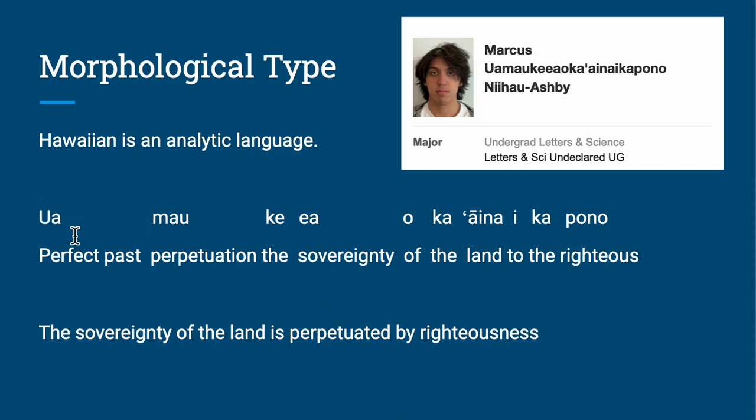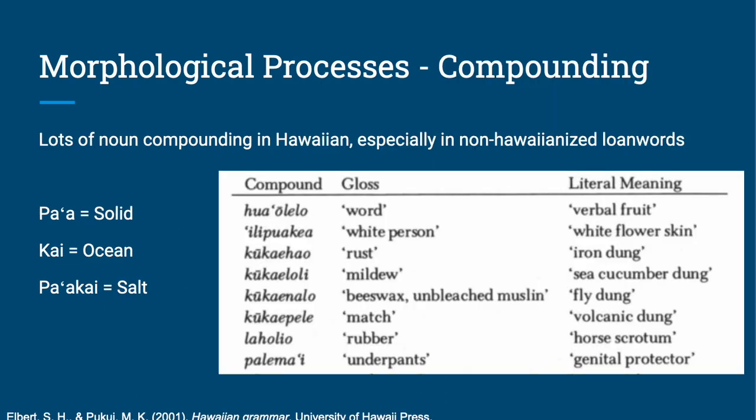So ua is a perfect past article. Mau means perpetuation. Ke is the in Hawaiian. Ea means sovereignty, or to be sovereign. O ka 'aina means of the land, all direct. And i ka pono means to the righteous. So the direct translation is the sovereignty of the land is perpetuated by righteousness, which is my middle name that I have to write out for everything.